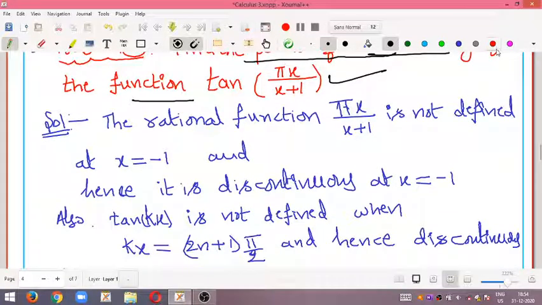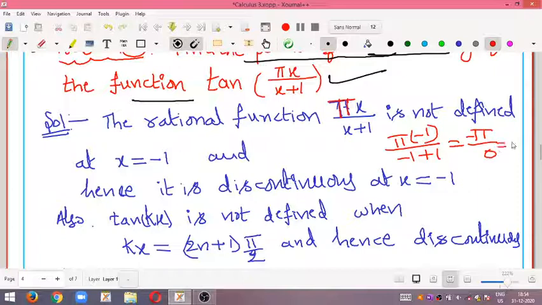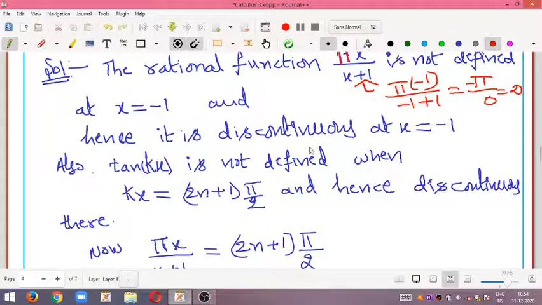So for that purpose, see here, the rational function pi x by x plus 1 is not defined at x is equal to minus 1. Why? Because by substituting x is equal to minus 1, the denominator minus 1 plus 1 becomes 0, giving minus pi by 0, which is not defined. Hence this function is discontinuous at x is equal to minus 1.